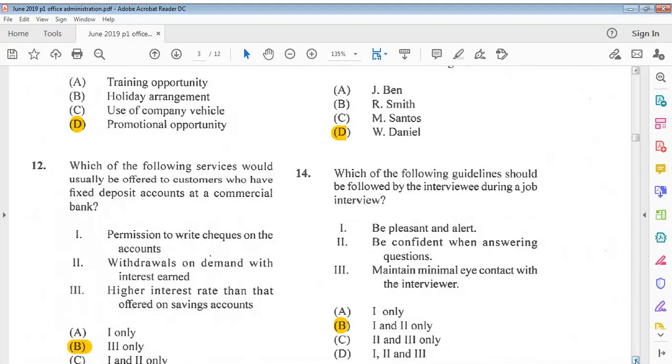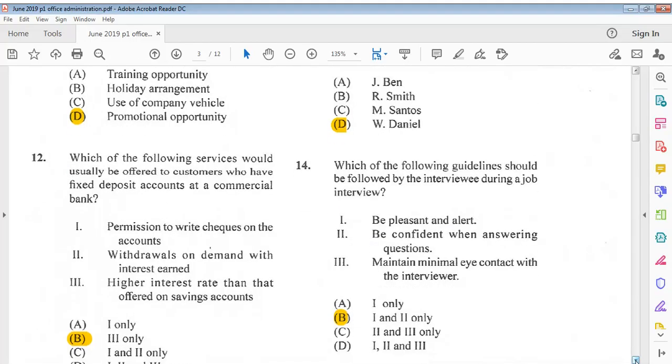Let's move on to question number 12. Which of the following services would usually be offered to customers who have fixed deposit accounts at a commercial bank? 1. Permission to write checks on the accounts. 2. Withdrawals on demand with interest earned. 3. Higher interest rate than that offered on savings account.